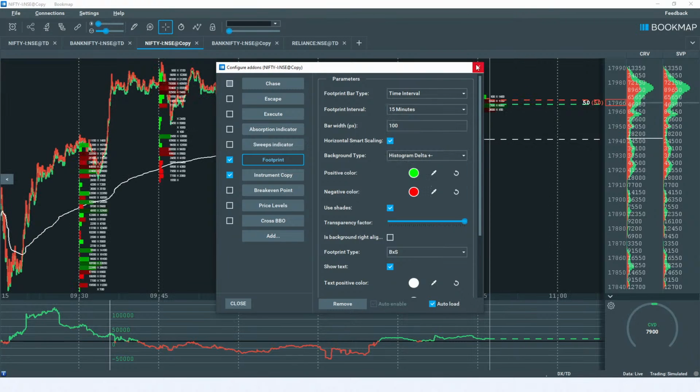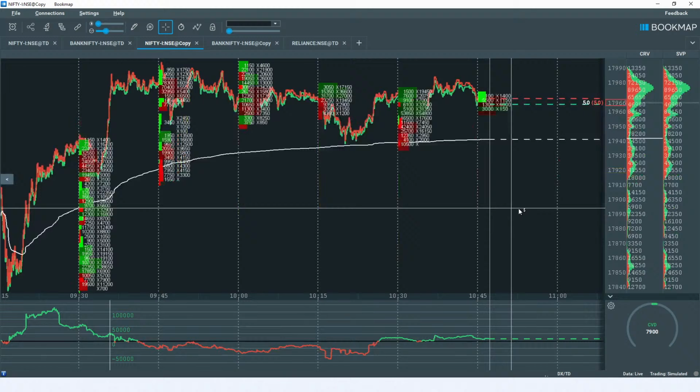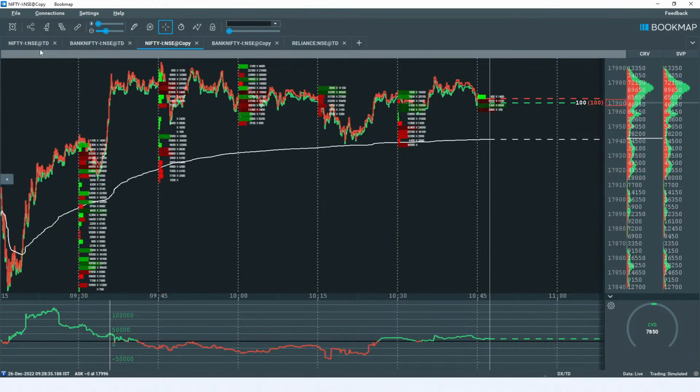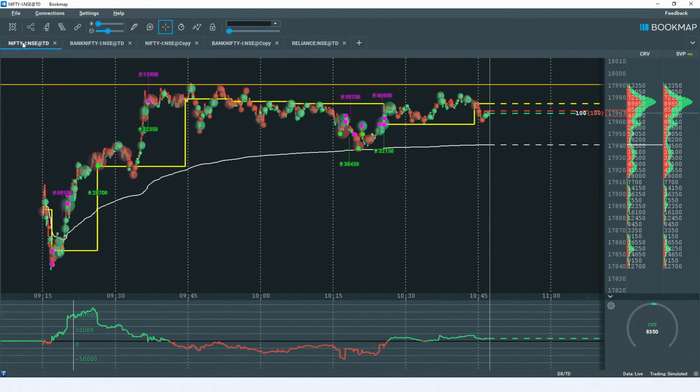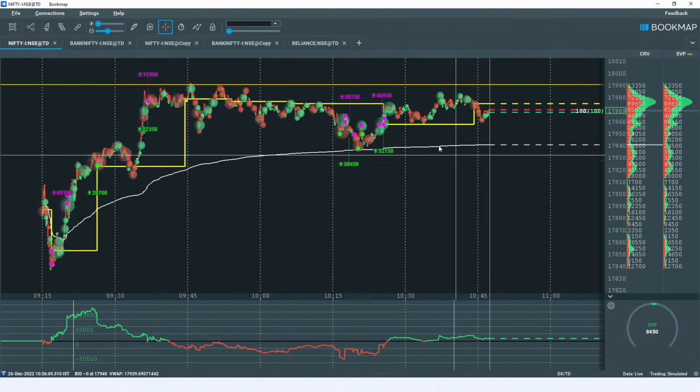Print 15-minute. Okay. If you want me to explain any particular indicator setting, I will try to cover it. You can mention it in the comments.